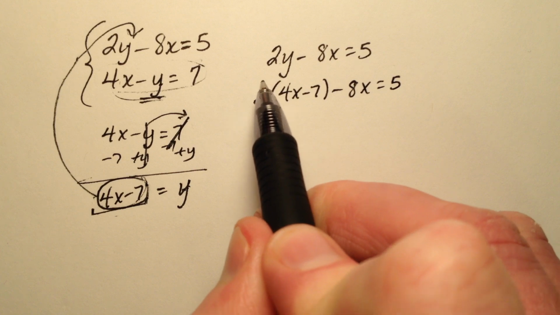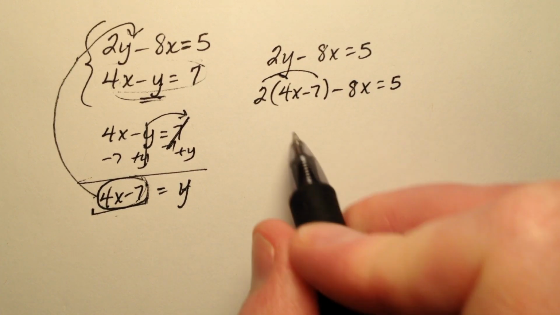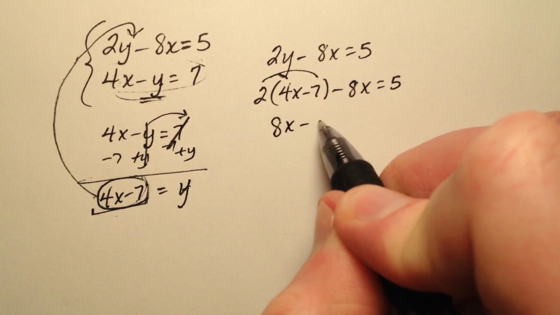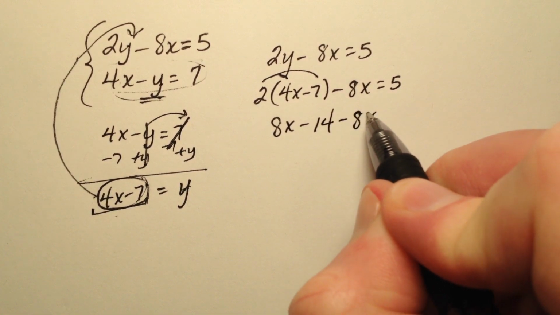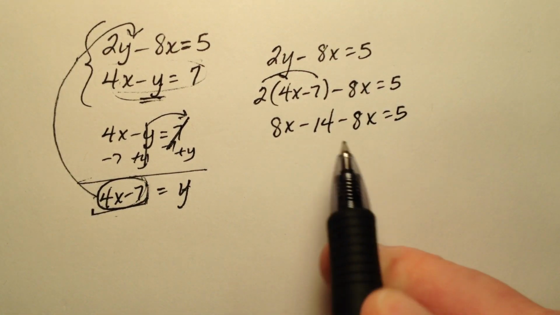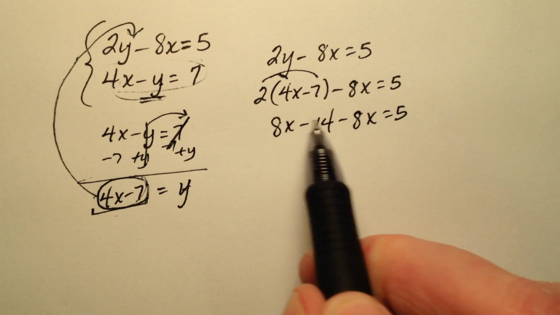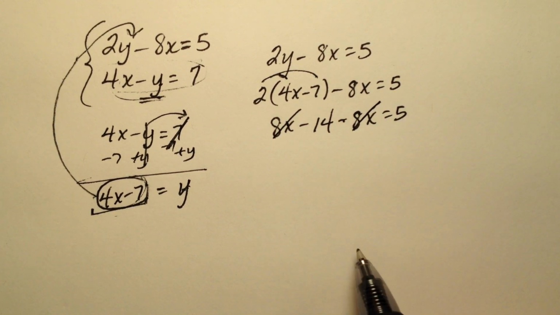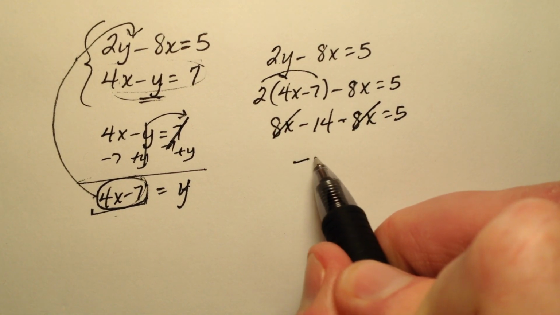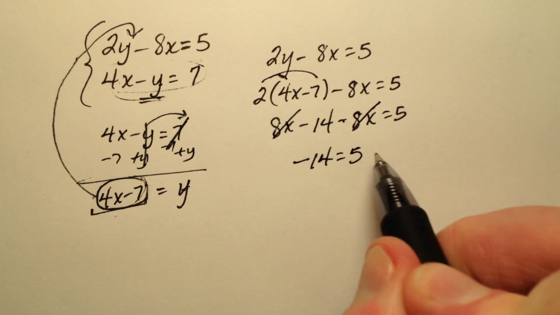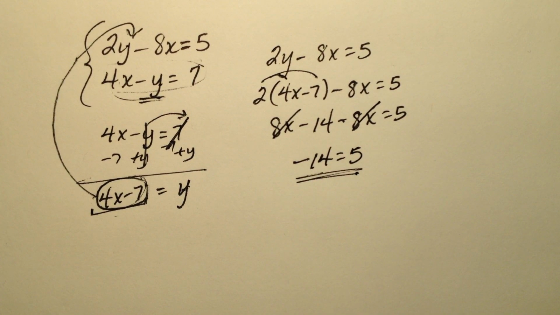Okay, so I'm going to go ahead now, distribute, and solve this equation. 8x minus 14 minus 8x equals 5. So you'll notice an 8x and a negative 8x, these are actually going to cancel each other out, and I'm left with negative 14 equals 5.